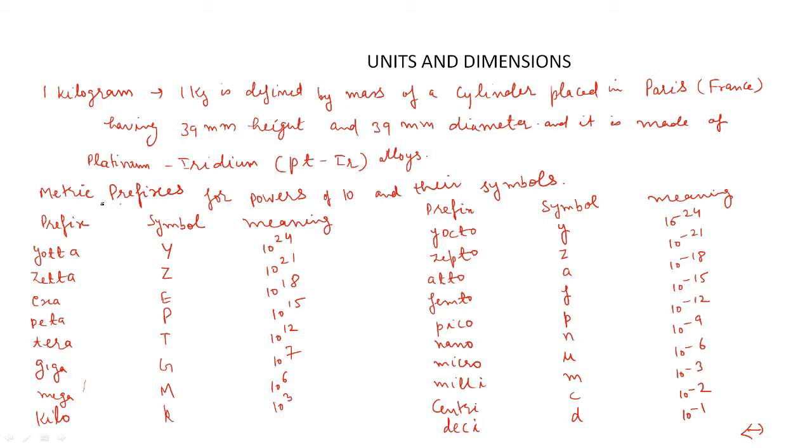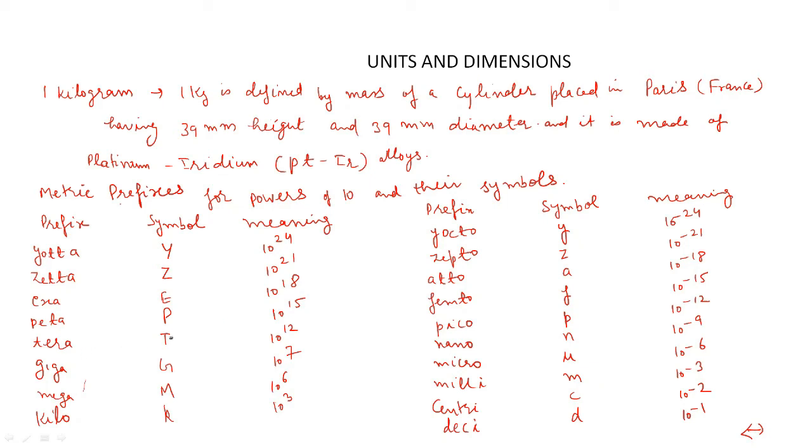Now there are metric prefixes for powers of 10 and their symbols. Here the first column has the prefix, then the other has the symbol and then the meaning. First is yotta, it is represented by capital Y and it is equal to 10 to the power 24. Next is zetta, represented by capital Z, equal to 10 to the power 21. Then exa, represented by capital E, equal to 10 to the power 18. Then peta is represented by capital P, equal to 10 to the power 15.